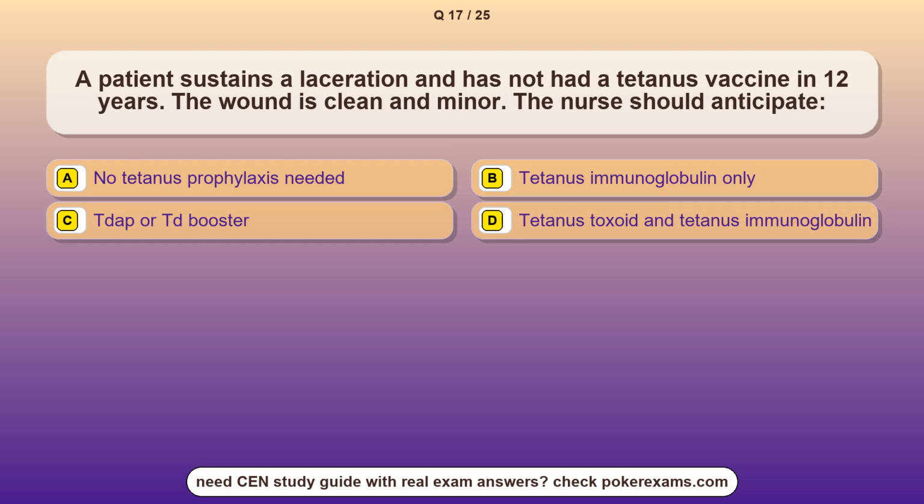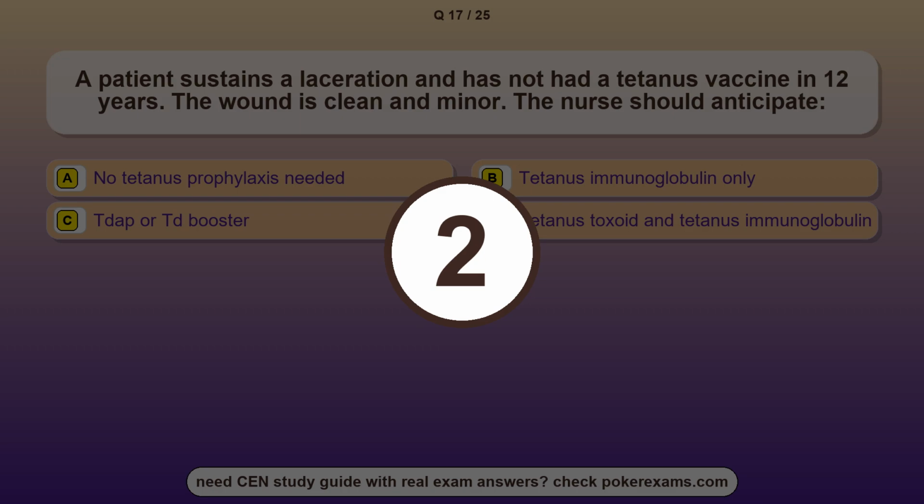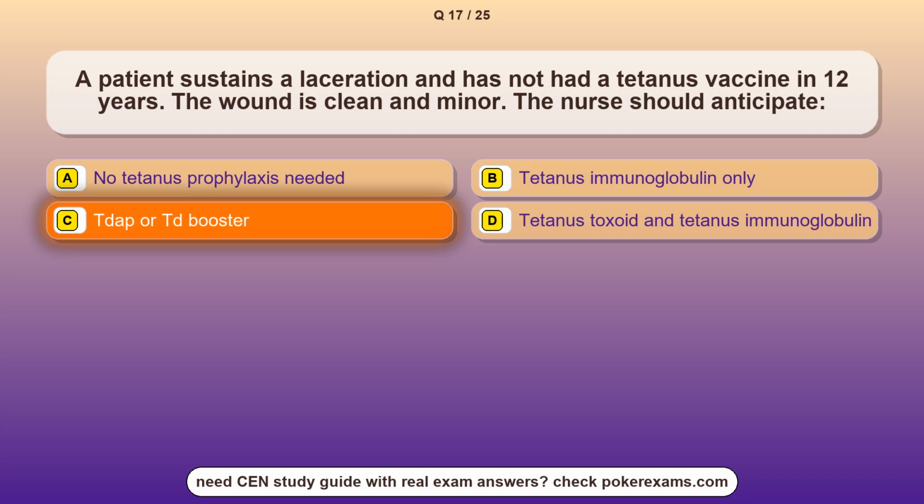Question 17. A patient sustains a laceration and has not had a tetanus vaccine in 12 years. The wound is clean and minor. The nurse should anticipate option A, no tetanus prophylaxis needed. Option B, a tetanus immunoglobulin only. Option C, Tdap or Td booster. Option D, a tetanus toxoid and tetanus immunoglobulin. The correct answer is option C, Tdap or Td booster.